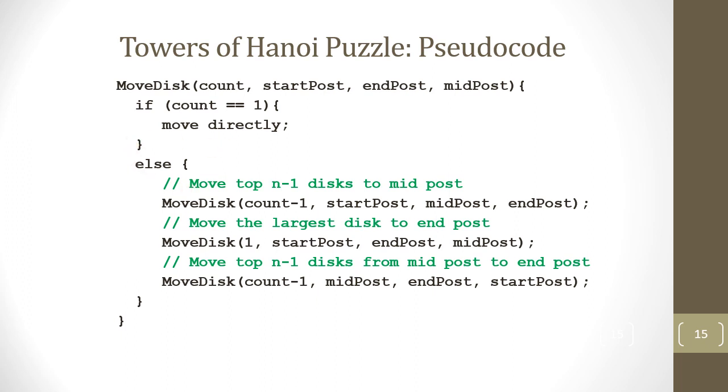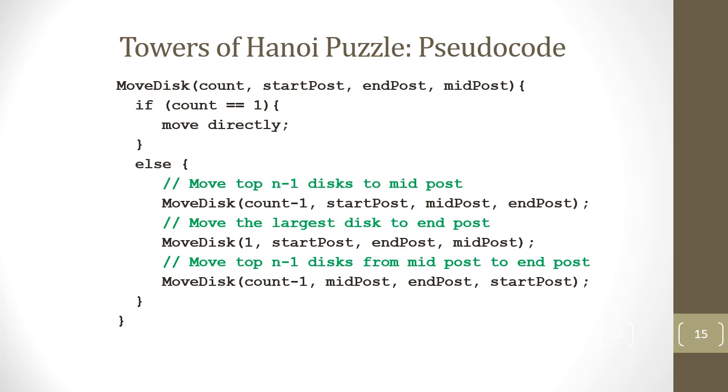Otherwise, we will move the top n-1 disks to the middle post. The goal here is to move all these n-1 disks from the start post to the mid post. Hence the end post for this step will be the middle post, because that is the target where we want to move all the disks. Then we move the largest disk to the end post. In this case, start post and end post will be the same and middle post will be the middle post. And then we move the n-1 disks from the middle post to the end post. In this case, the middle post will be the starting point, end post will be the end point, and start post will be the middle point.